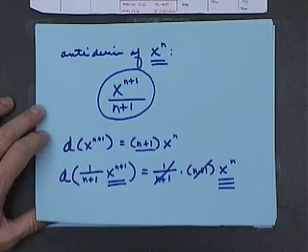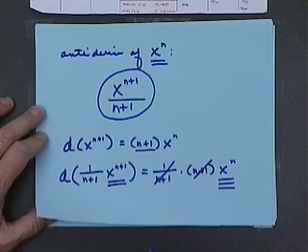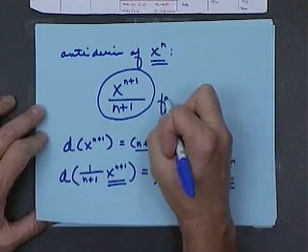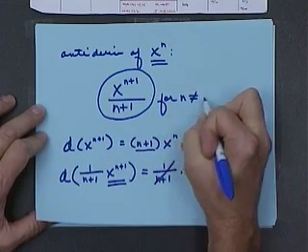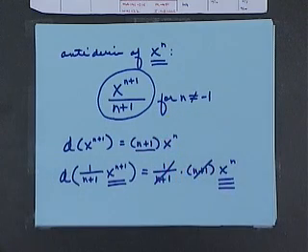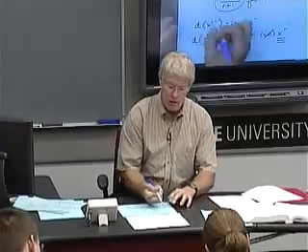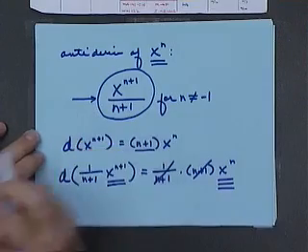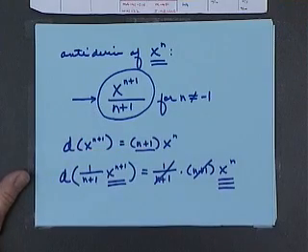When will that not work? When n is negative 1. Okay? Now, if you haven't had antiderivatives or integral calculus yet, how could you look at this and know that it's not going to work at n equals negative 1?